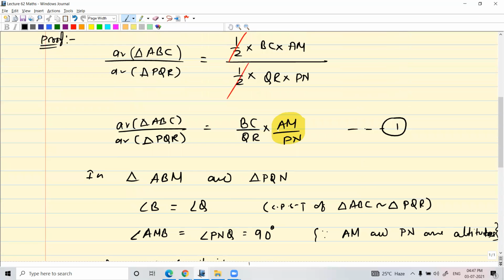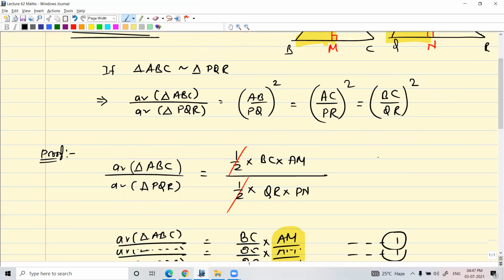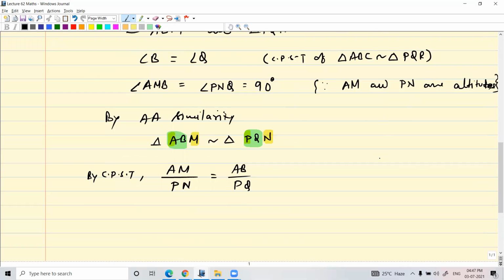Everyone agrees? Yes, sir. So that AB by PQ is also equal to BC by QR, right? Sir, I didn't understand the last one, sir. Which one? This up to this proof understood here? These triangles are similar, that you understood, right?